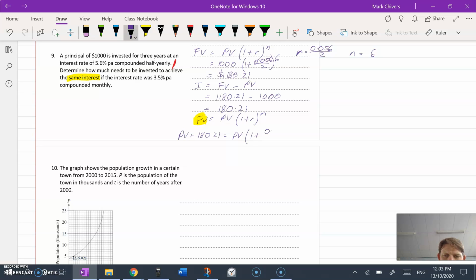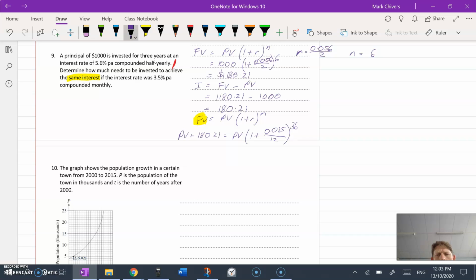So 3.5%, so 0.035. But how often am I compounding? I'm compounding monthly, so I have to divide that by 12. And we're still going to invest it for the same amount of time. So we're still going to invest for 3 years, but with monthly compounding. So 3 times by 12 is going to give us 36 months that we're doing that for.